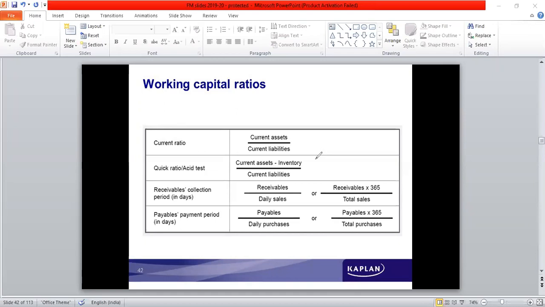Then we have the receivables collection period. The receivables collection period in number of days is the number of days in a year divided by the receivables turnover ratio.